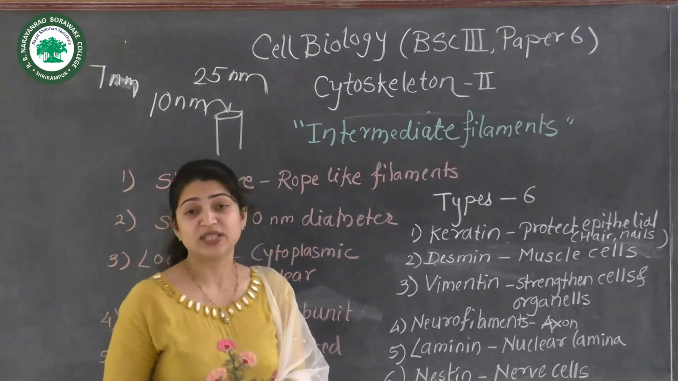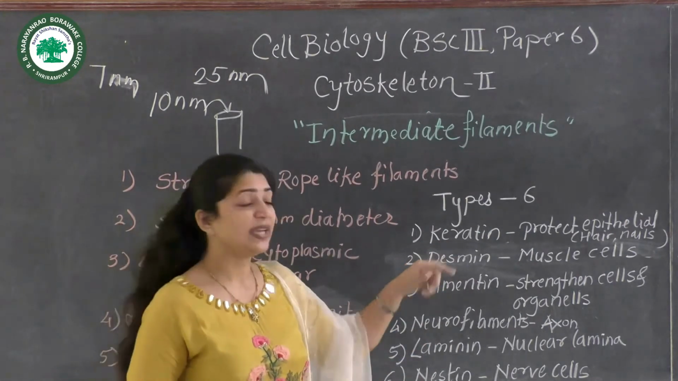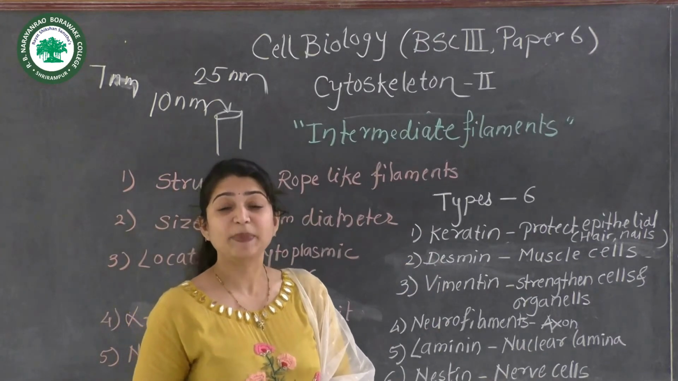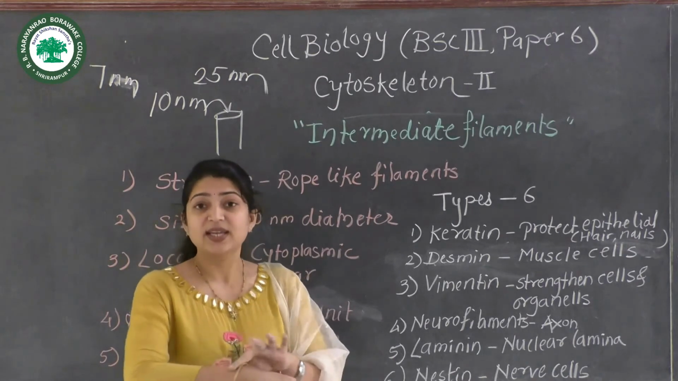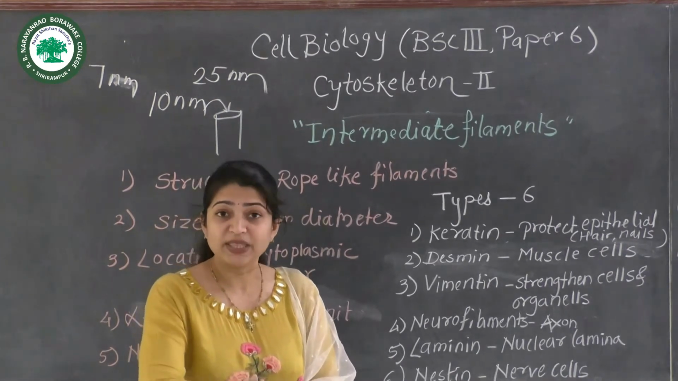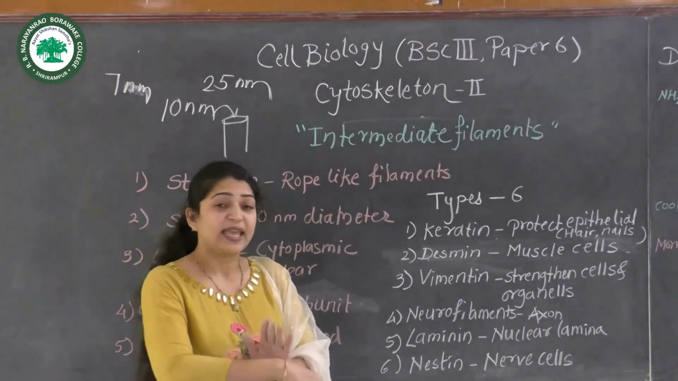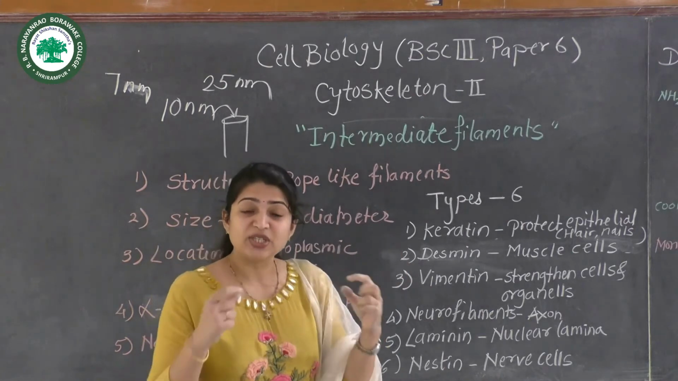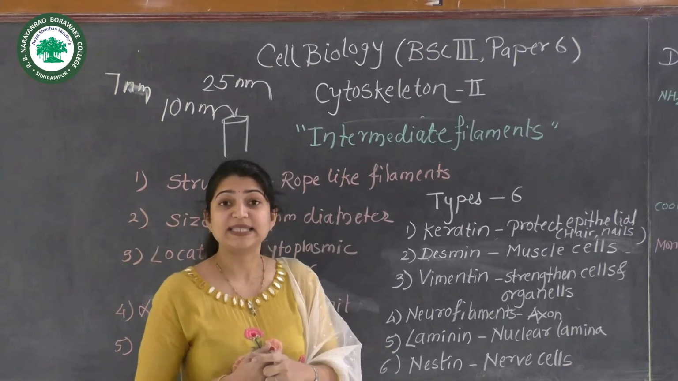So let us see the first type. This is keratin. Keratin is present in the epithelial cells of the skin. If you see here in the skin, we have a first layer called the epithelial cell or the epidermal cell. In the cytoplasm of these cells, the intermediate filaments present are called keratin.